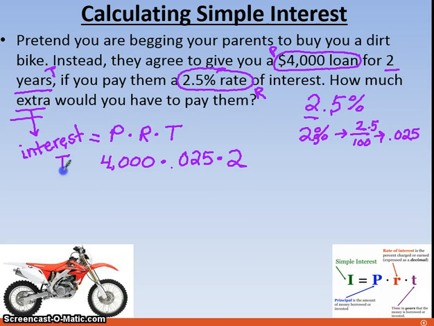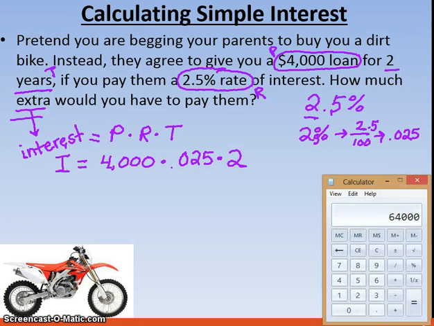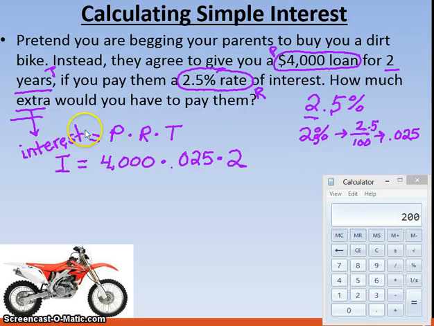Now, again, you could multiply this out on paper. We are going to use our calculator for sake of time. So we are going to type 4,000 times 0.025, which is our rate, times 2, which is our years. And when we do that, we get 200. So what does that mean? That means that the amount of interest we have to pay our parents is $200 extra.